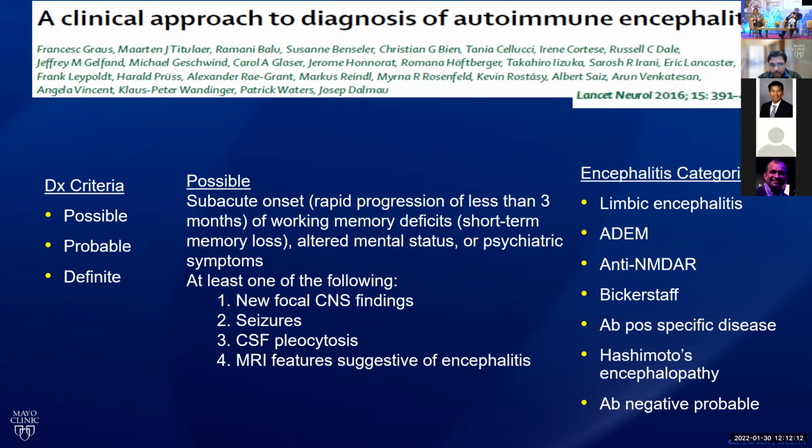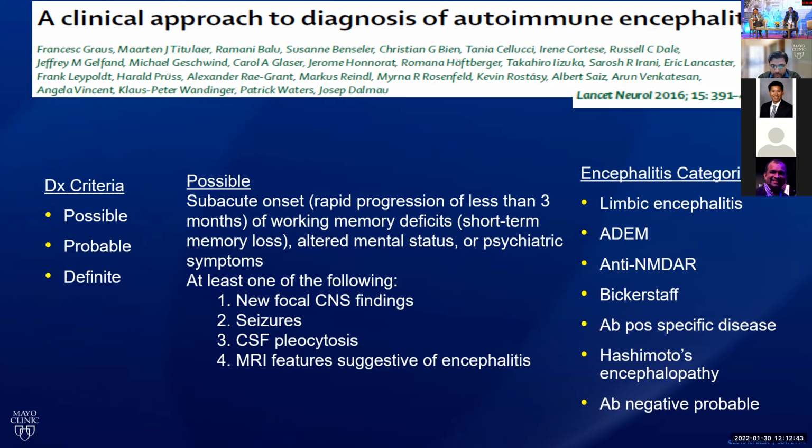For a patient to meet possible criteria, he or she had to have subacute onset of working memory deficits, altered mental status, or psychiatric symptoms with at least one of the following: new focal CNS findings, seizures, inflammation in the CSF, or MRI suggestive of encephalitis. So it was still a relatively easily met criteria, but that's why it was considered possible. And for any patient to be possible, you had to exclude alternative etiologies.